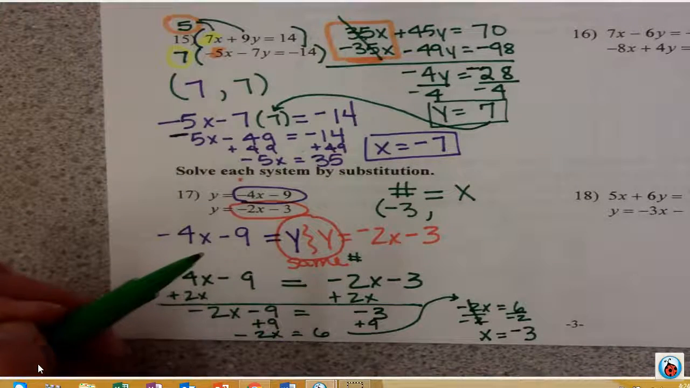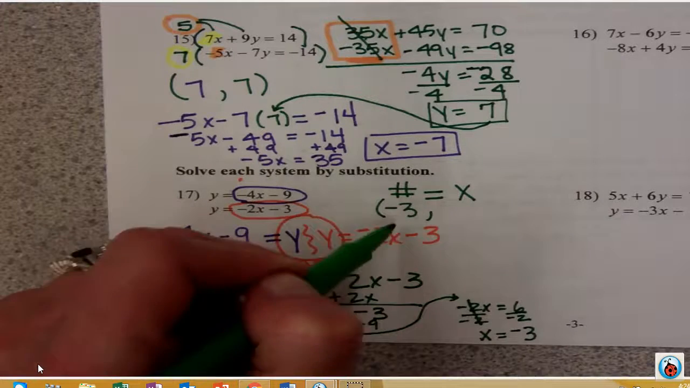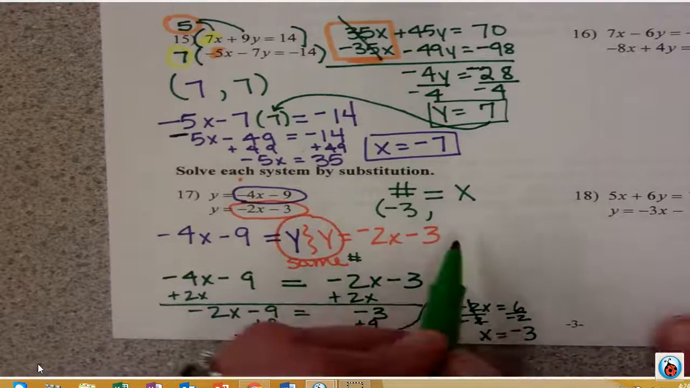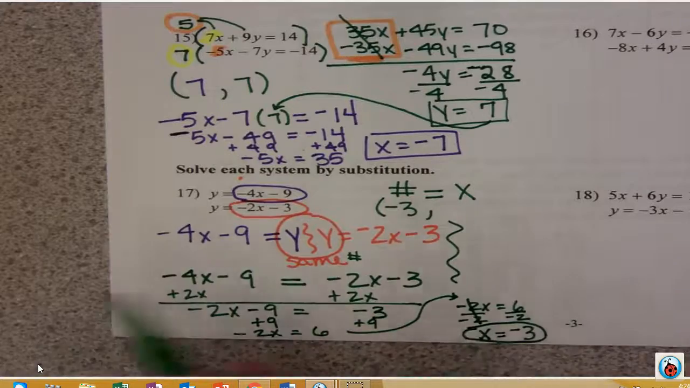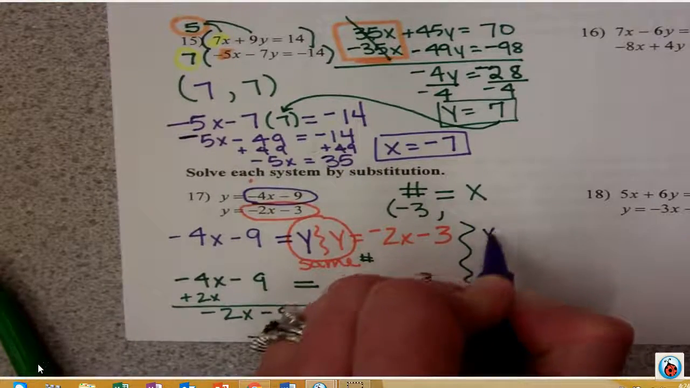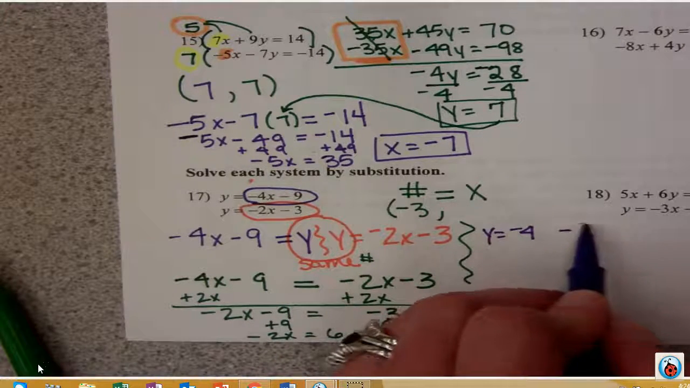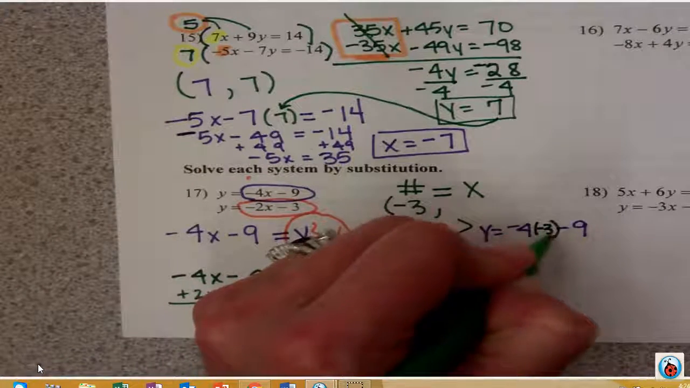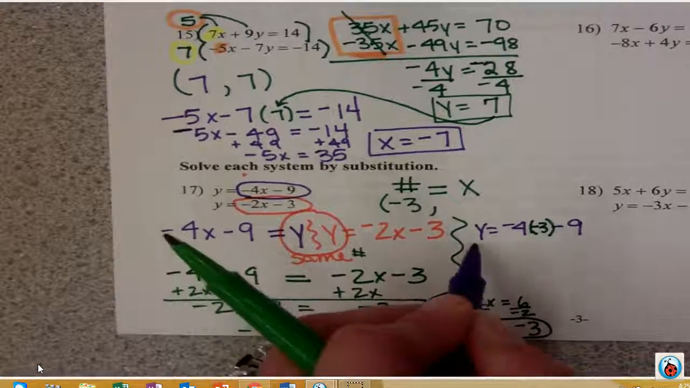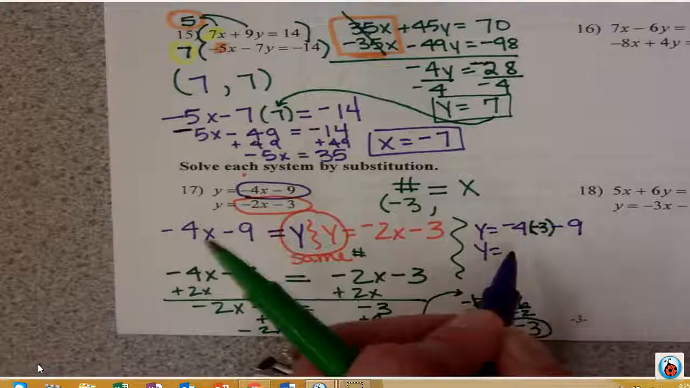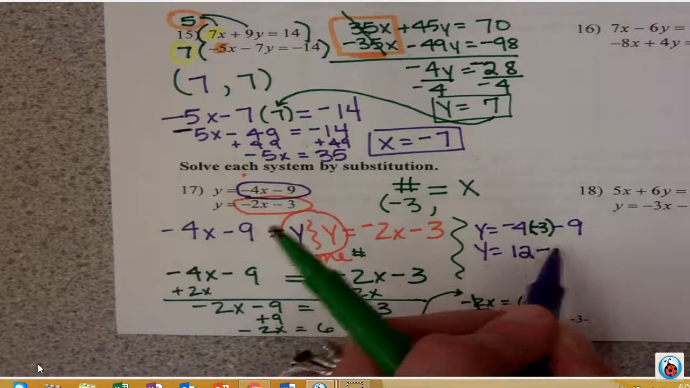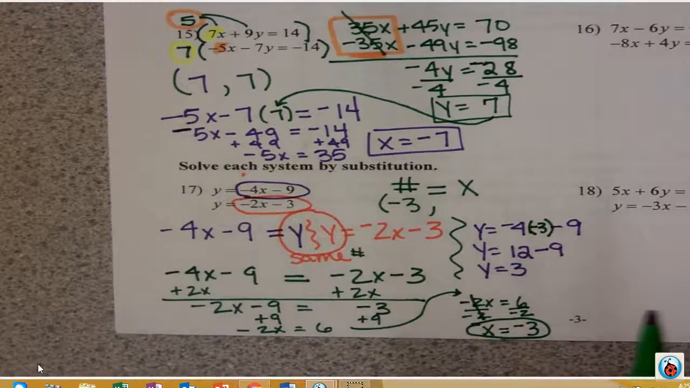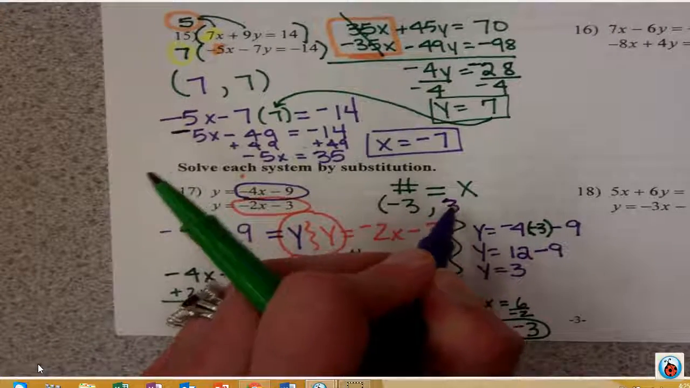Now I need to figure out what my y is. In order to do that, I'm going to plug in this x value into either one of these equations. It does not matter which one. They both should work out the same. So I'm going to plug in this negative 3. Let's just say y equals negative 4, and I'm not going to put an x because I have a number now, and that number is negative 3. So y equals negative 4 times negative 3, 12, minus 9. 12 minus 9 is 3. So when x is negative 3, y is positive 3.